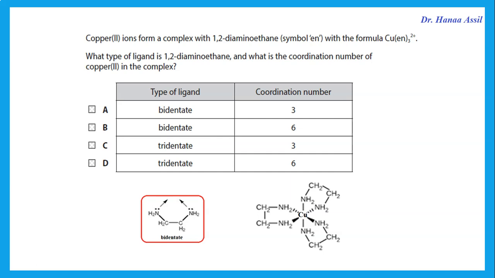What is the coordination number when copper forms dative bonds with 3 of these? What do we mean by coordination number? Coordination number means the total number of dative bonds made by the central metal ion. So how many dative bonds go to the central metal ion? Well, of course, these are 6 dative bonds. So we say the coordination number is 6.